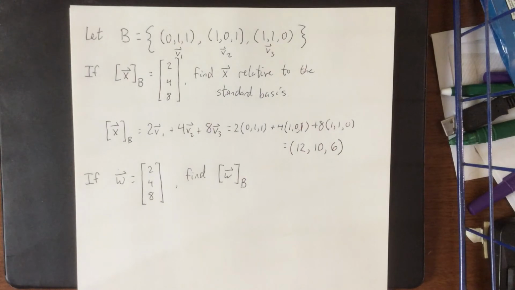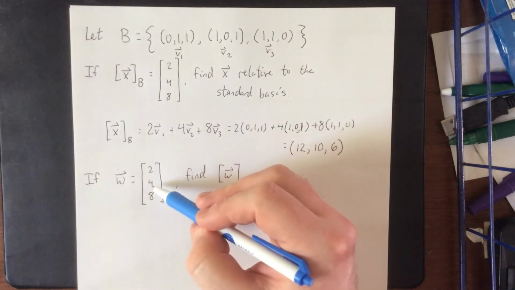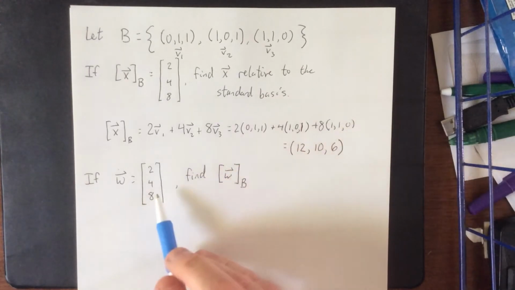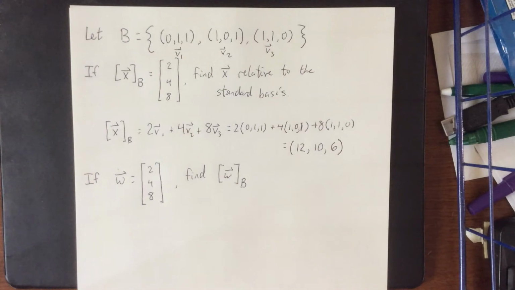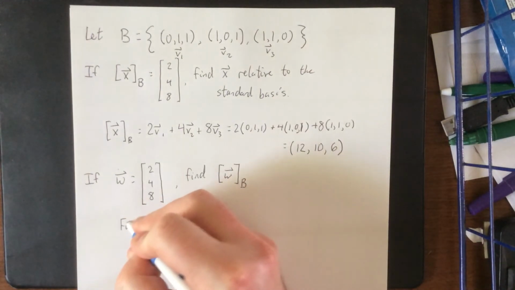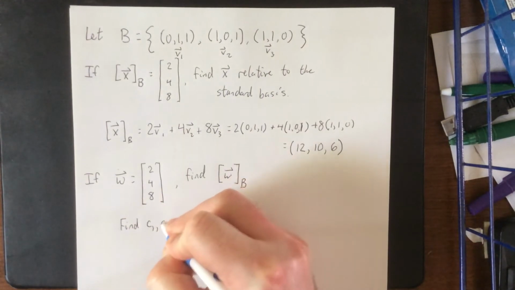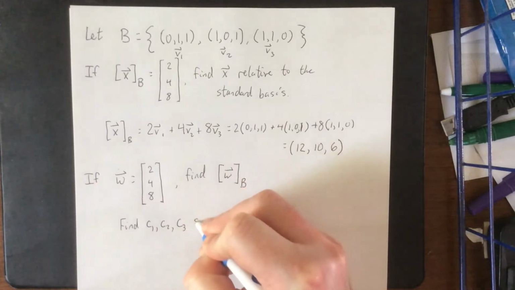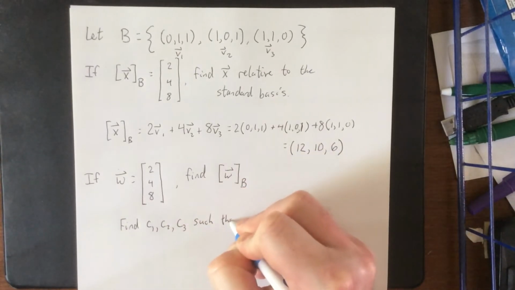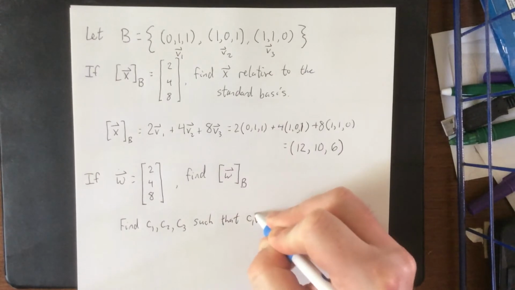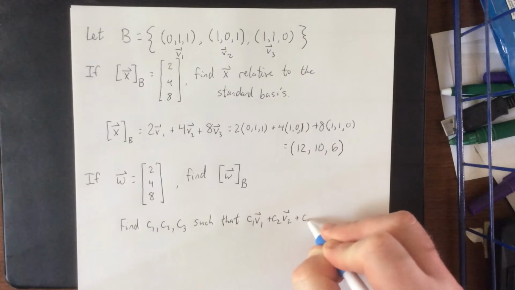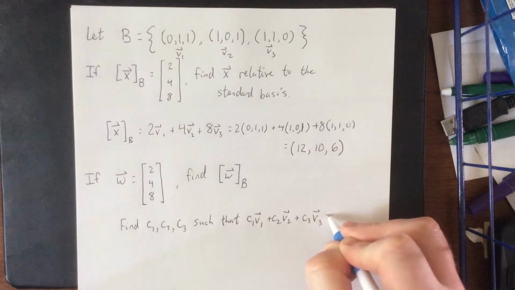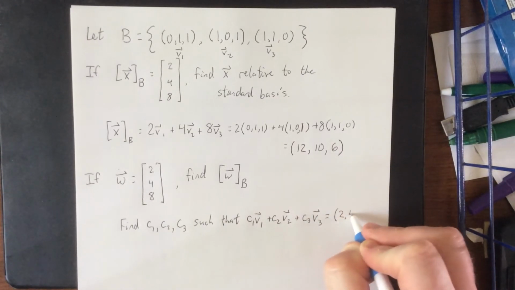Now, in our second example, we're actually going to flip it around. Suppose that we have 2 i's, 4 j's, and 8 k's. What would that representation look like relative to this basis? So what we're going to do is find C1, C2, and C3 such that C1 times v1 plus C2 times v2 plus C3 times v3 is equal to the vector 2, 4, 8.